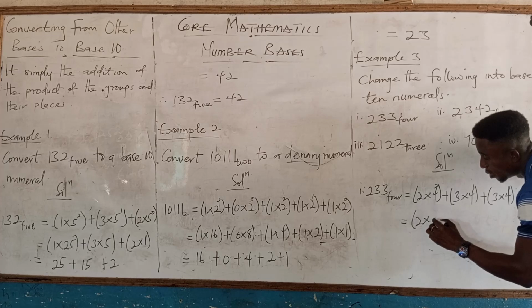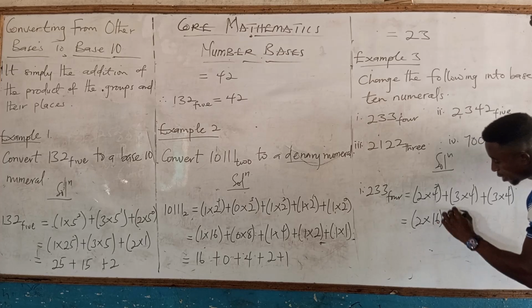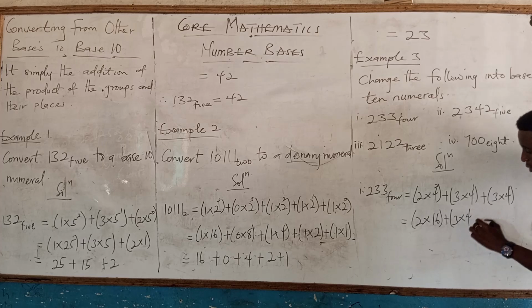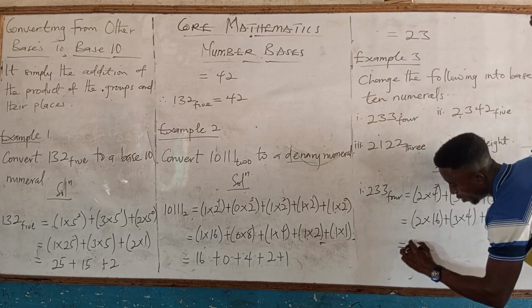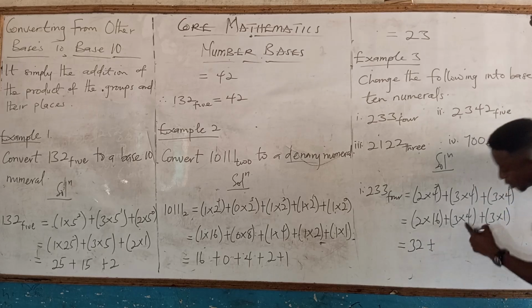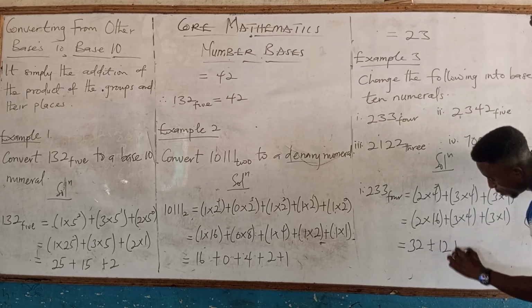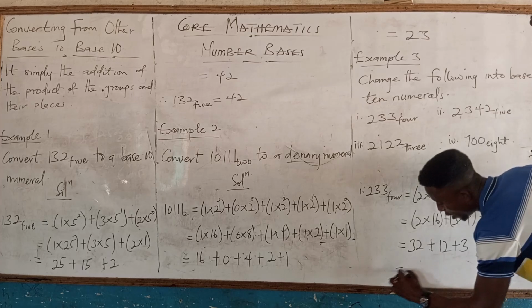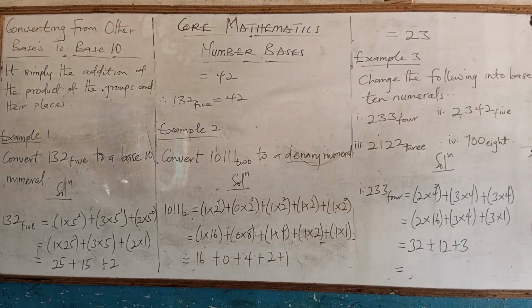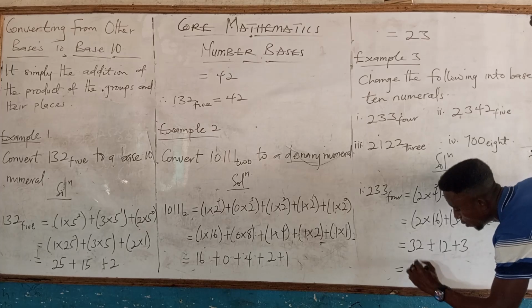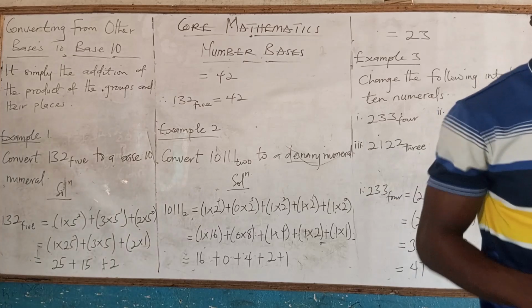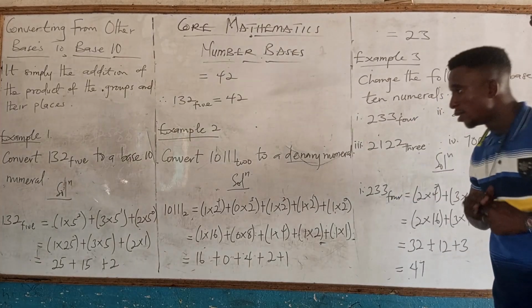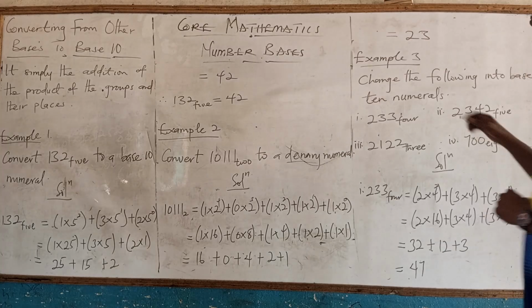And this one gets me 2 times 16 plus 3 times 4 plus 3 times 1. And this one gets me 32 plus 12 plus 3. And the final answer will get me 47, which is 47 base 10. Okay. So now your other question.